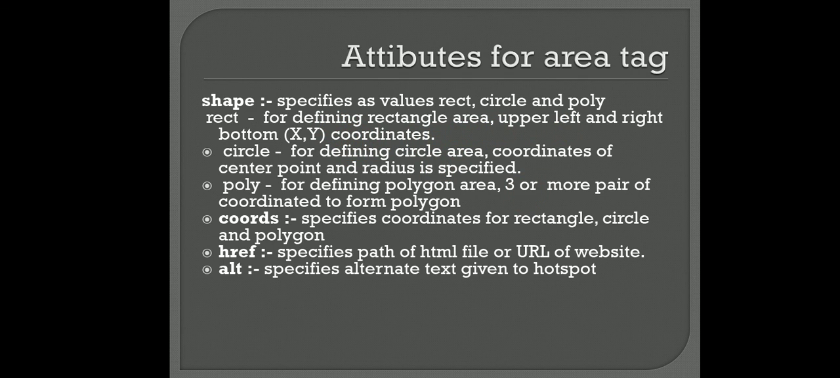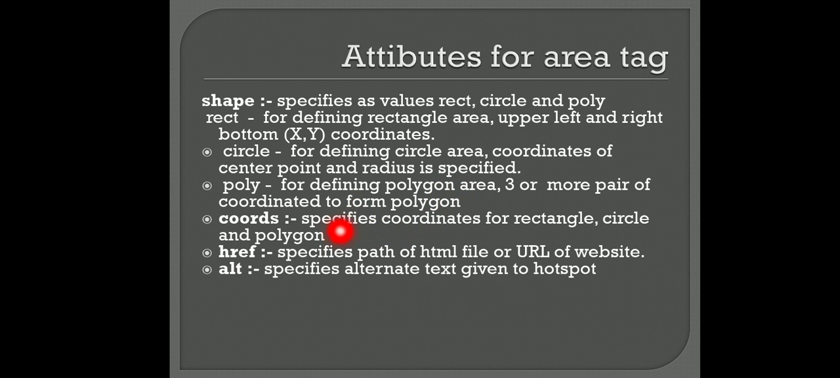Now see here, under the definition of rectangle, for defining a rectangular area you give the upper left and the right bottom. Then for upper left you give the x and y coordinate, and for the bottom the x and y coordinate. Next, for the shape circle, the coordinates consist of the center point and the radius, specifying which point you are taking as the center. Next we have poly, which consists of three or more pairs of coordinates to form a polygon.